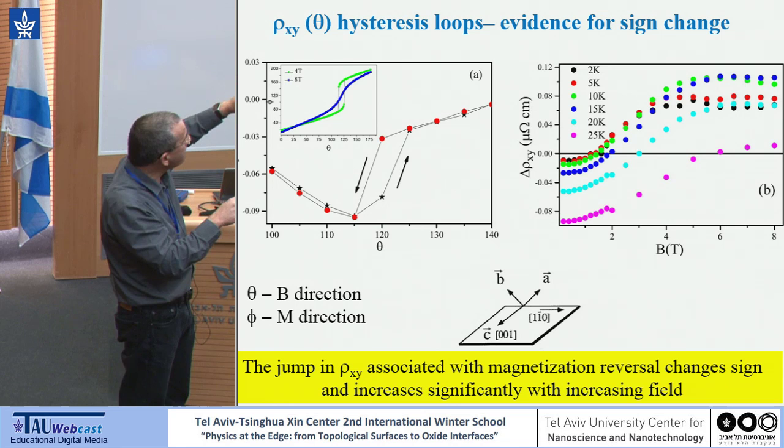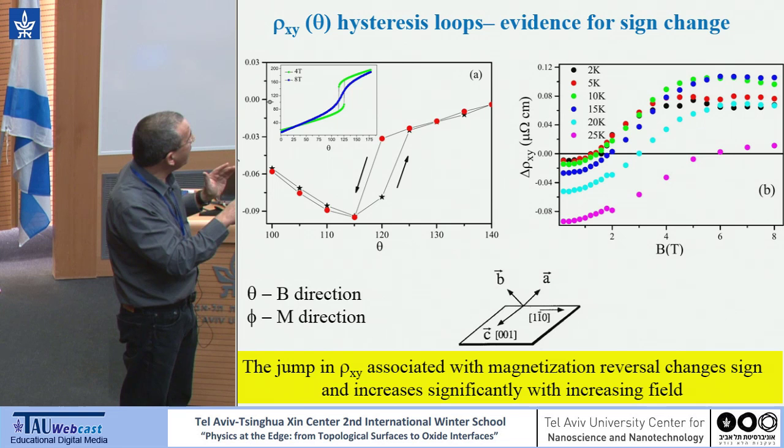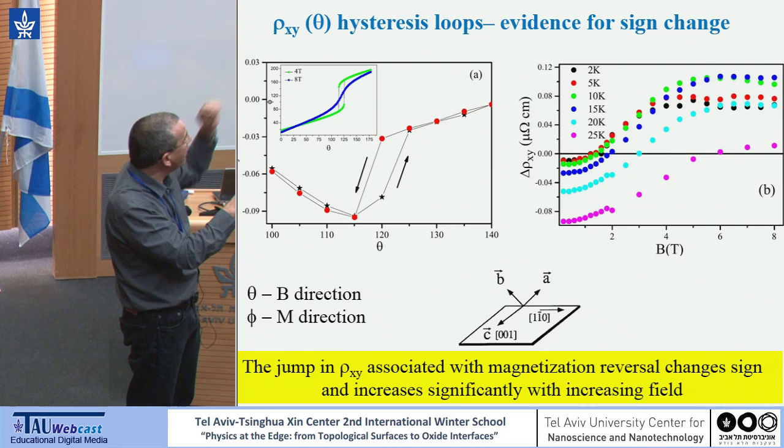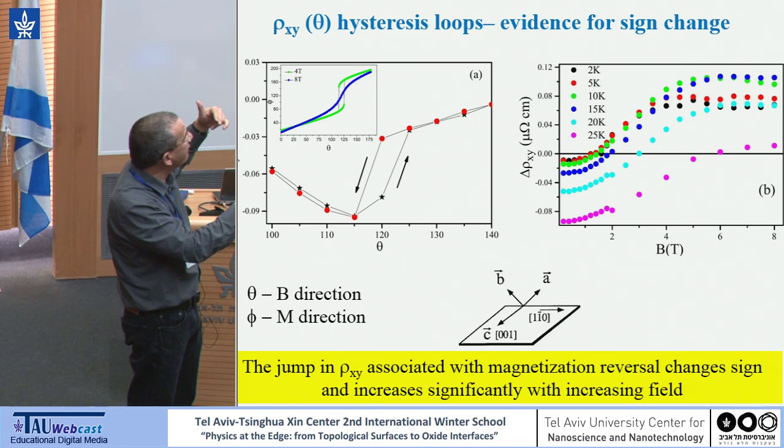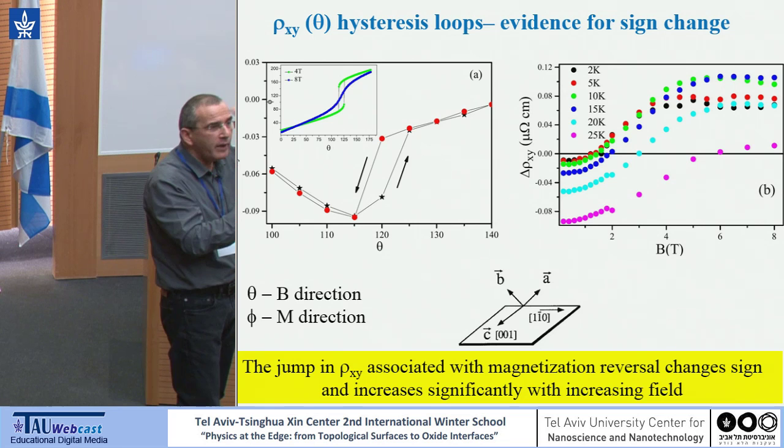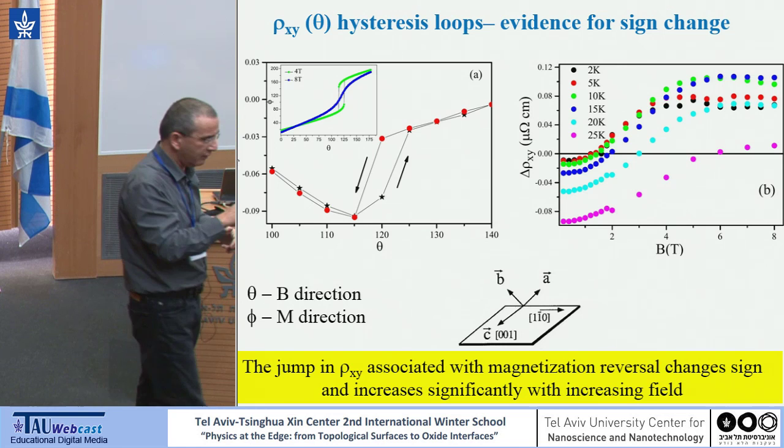So you see that as we increase the magnetic field, so this is, for instance, the 2K, we start with very small rho xy, which is actually remnant anomalous Hall effect. But then as we are increasing the field, you see that we get jumps which are an order of magnitude larger than the remnant anomalous Hall effect, and even with an opposite sign.